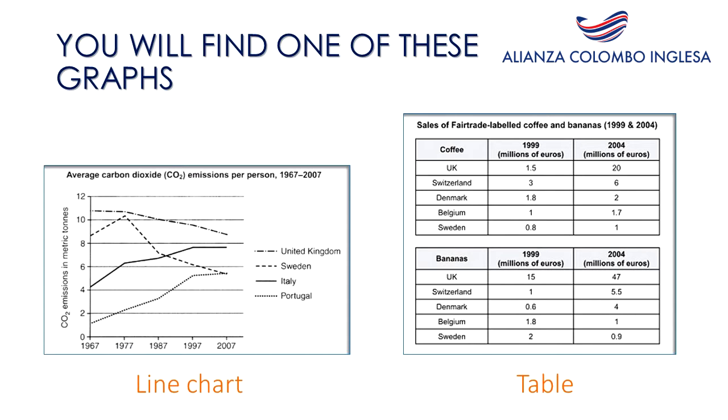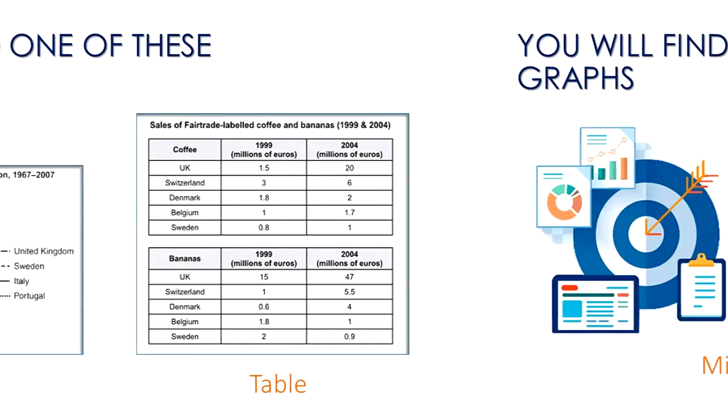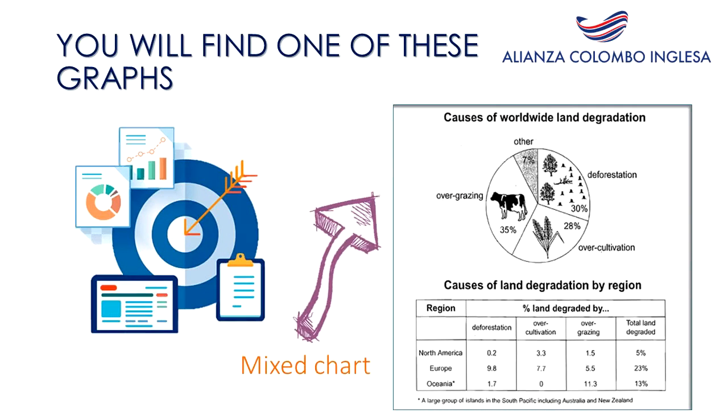The information could also be arranged in a table, where the information is displayed in numbers in this way. And you could also find a combination of two different types, which could be called a mixed chart. As you can see in this example, there is a combination of a pie chart and a table.